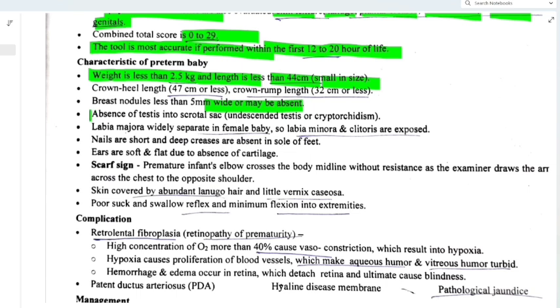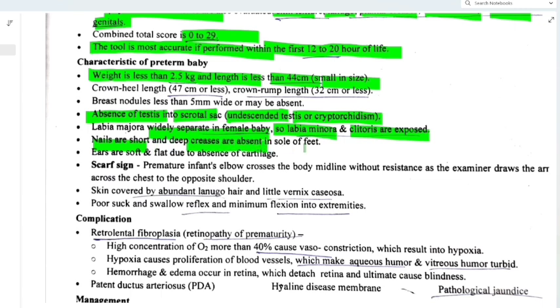Then absence of testis in the scrotal sac, that is undescended testis or cryptorchidism. So I am revising again: absence of testis in the scrotal sac and undescended testis or cryptorchidism. Okay, labia majora widely separated in a female baby. Labia minora and clitoris are exposed. Then nails are short and deep creases are absent in the sole.